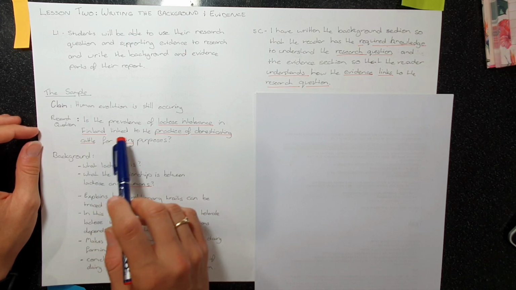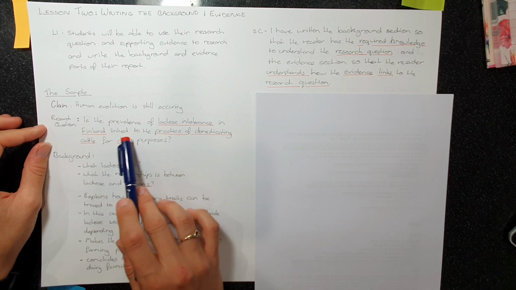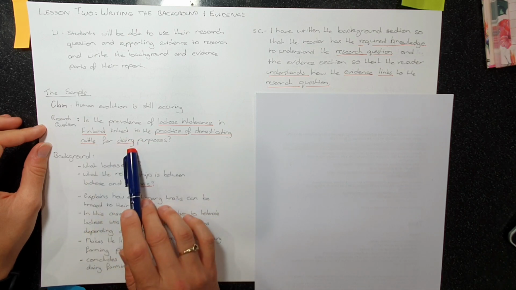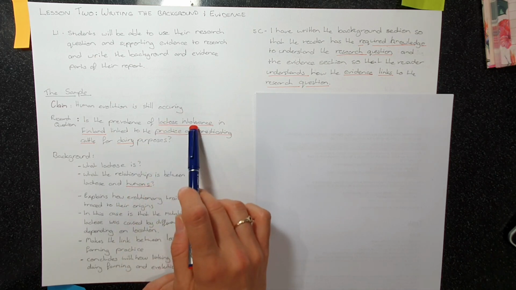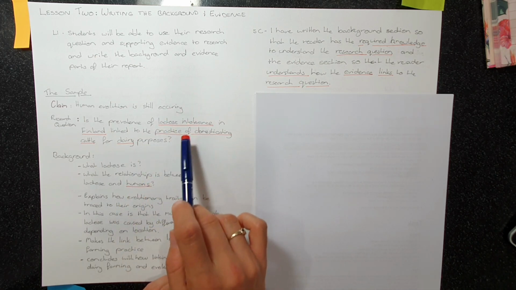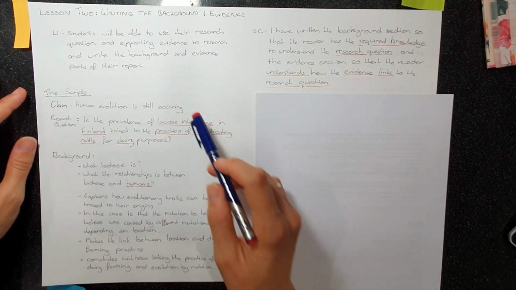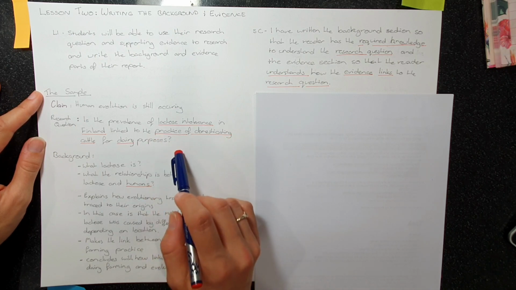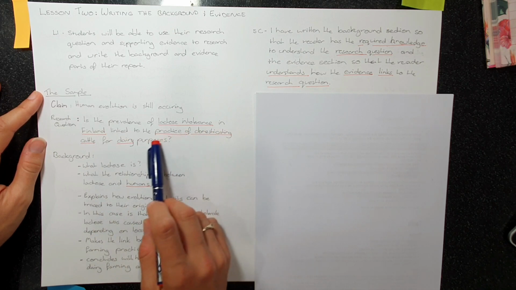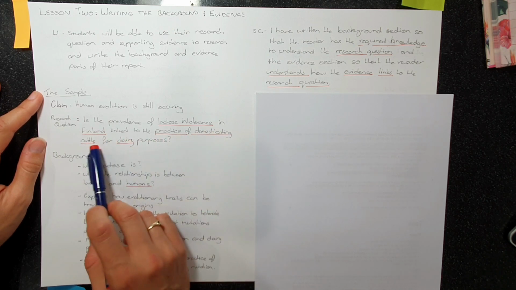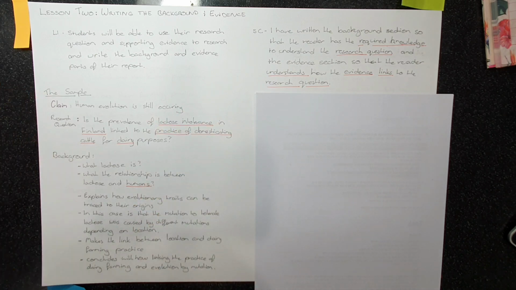We're now looking at the prevalence, so the presence of lactose intolerance in Finland linked to the practice of domesticating cattle for dairy purposes. And we're looking at how this particular trait is linked to this particular practice. So linking those two together. So we know that the evidence that's going to come about is going to be very much linked to Finland, very much linked to domestic cattle farming for dairy purposes, and we're going to be looking at lactose intolerance.